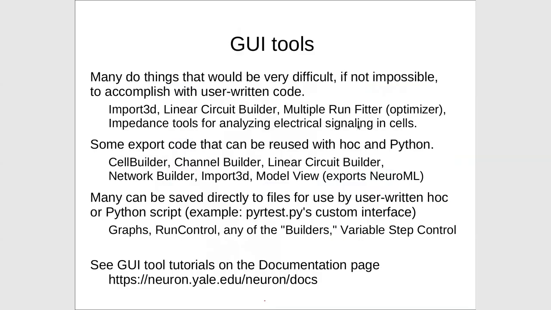Okay. So you can do a lot of things with the GUI that would be difficult, if not impossible, to do with user-written code. And there are many GUI tools that do this sort of thing, like Import3D. Yes, you can do Import3D from Python. Robert will show you how. The linear circuit builder, multiple run fitter, impedance tools for analyzing cell electrical signaling. You can export from many of these tools files of code that can be reused with Hoc or Python, such as the channel builder, the cell builder obviously, the linear circuit builder, and ModelView can even export NeuroML. And you can create graphs and set up user interfaces and save them for later reuse.